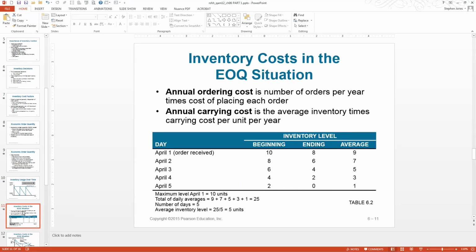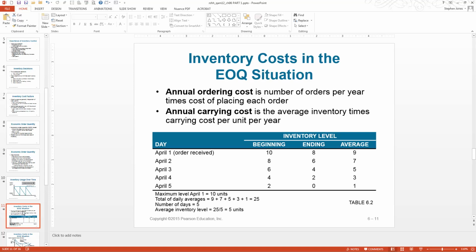So, if we were to look at this with numbers, and just throw some numbers in there, we're going to look at this with a table on inventory levels. This is where we see what our usage is. You'll notice you start the day on April 1st with 10, you end the day with 8, and you have an average of 9.